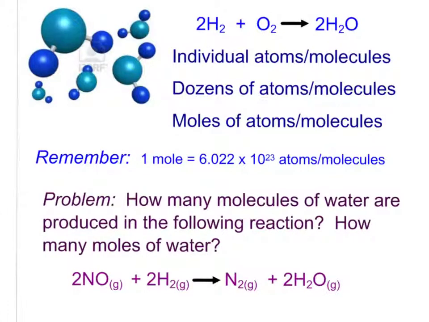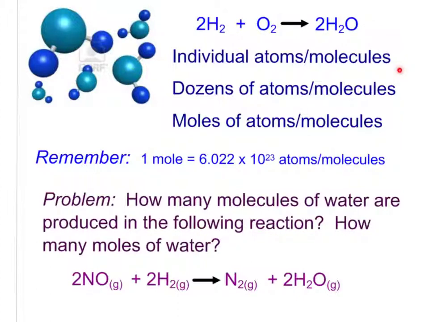Let's look at this when we apply it to chemical situations. Let's look at a balanced chemical equation here. We have the synthesis of hydrogen and oxygen to make water. We could look at this in a similar way. We have 2 hydrogen molecules, 1 oxygen molecule, and we get 2 water molecules. We could look at it that way. We could look at individual atoms or molecules.